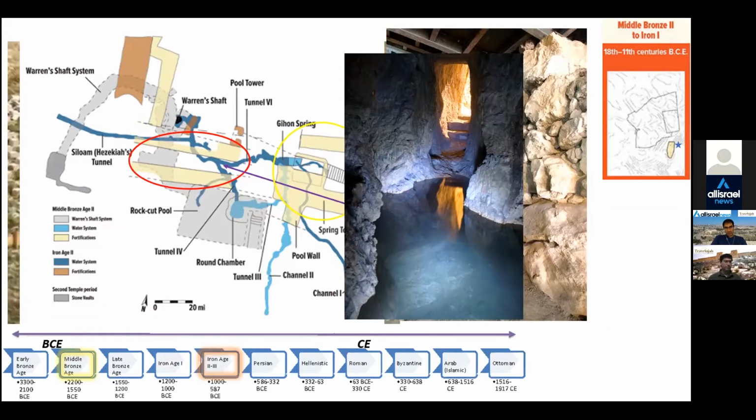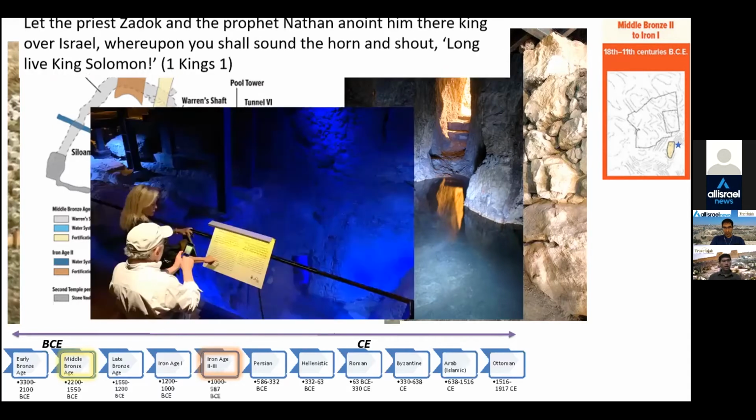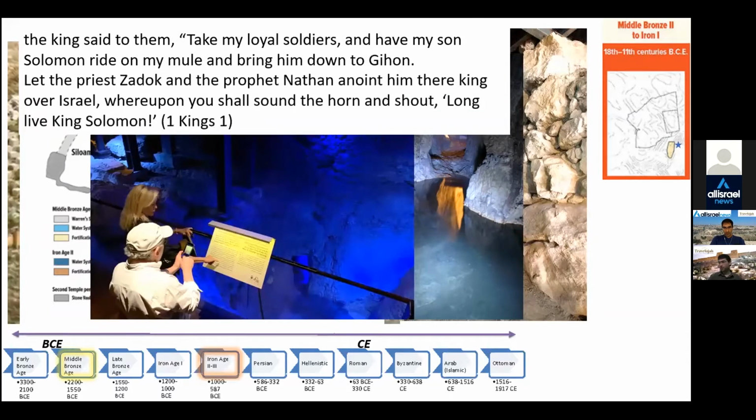One of the people arriving there just slightly after David conquers the city and takes over this area and makes it his capital, was his son, not his oldest, his apparently 10th son, Solomon. And this is the location where that is actually taking place.